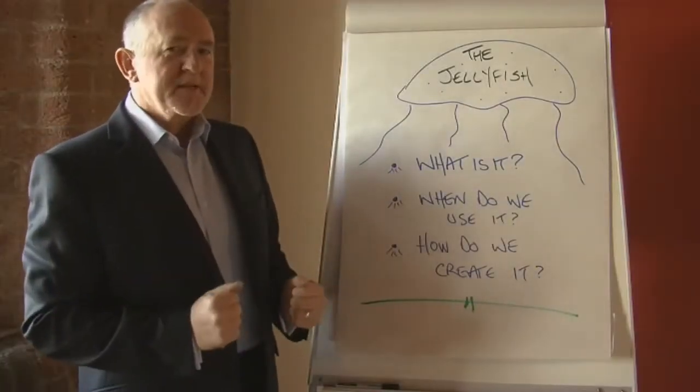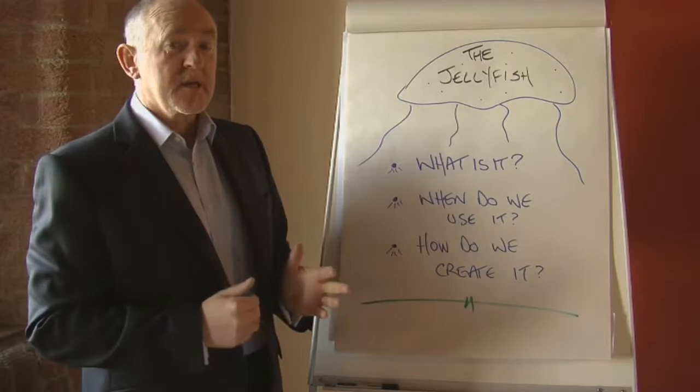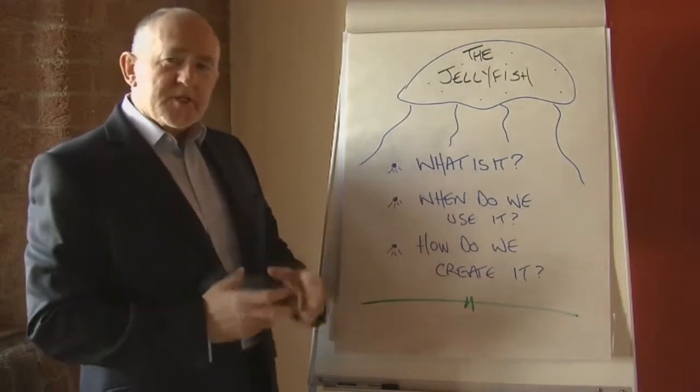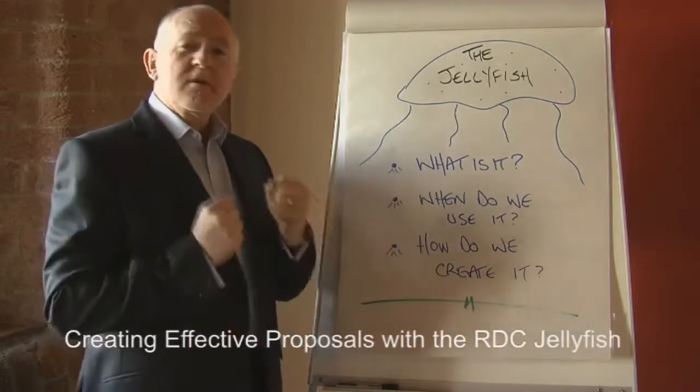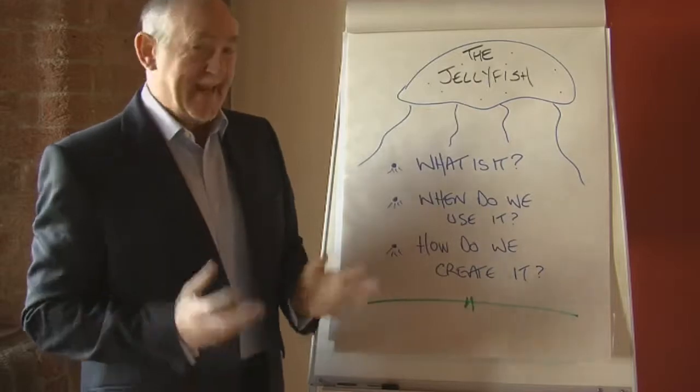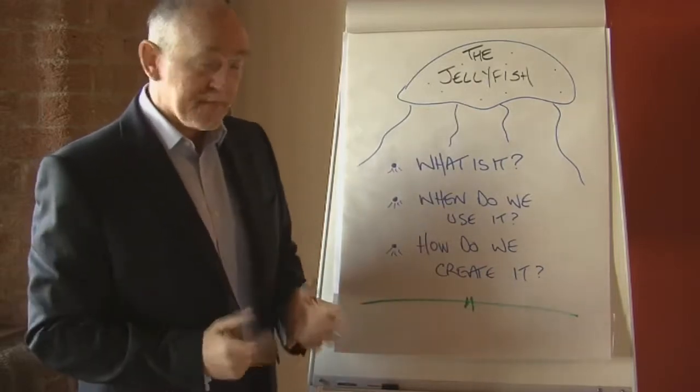So at this point in the planning, we've got our wants and needs analysed, and what we need to do is make it into a proposal. We call this creating the jellyfish. We call it a jellyfish because it is transparent and it's flexible. And if you don't use it properly, you could get stung.